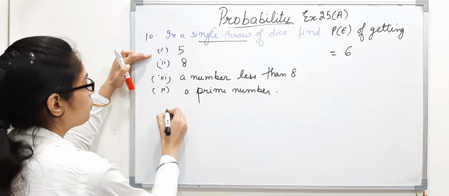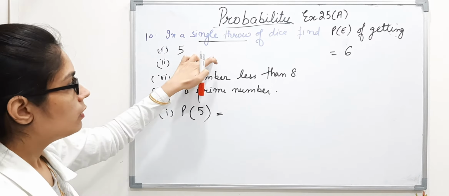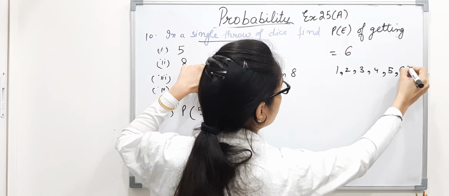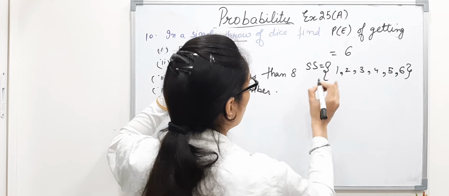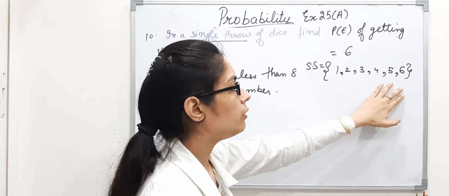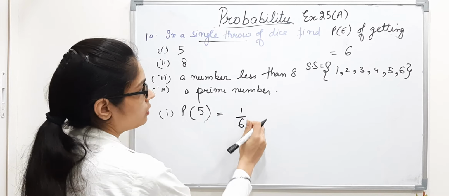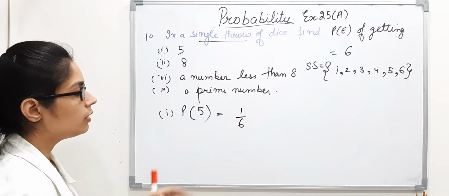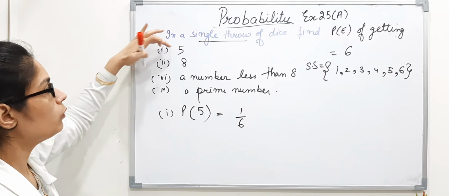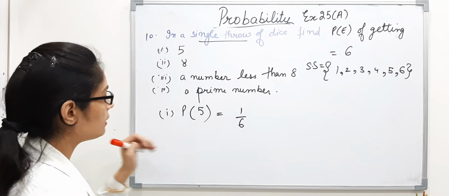So let's find the first point: the probability of getting 5. See, I have only 1, 2, 3, 4, 5 and 6. These are the numbers. This is the sample space, the arrangement of the events. So these will be my events. 5 I can get only one time. So it will be 1 by 6, because 6 is my total number of possible outcomes and 1 is the number of outcomes favorable to the given event. So 5 I can get only one time, so 1 by 6.